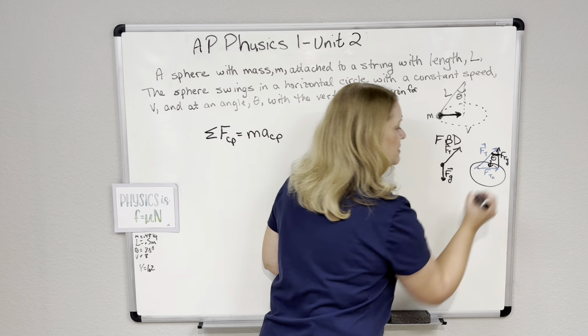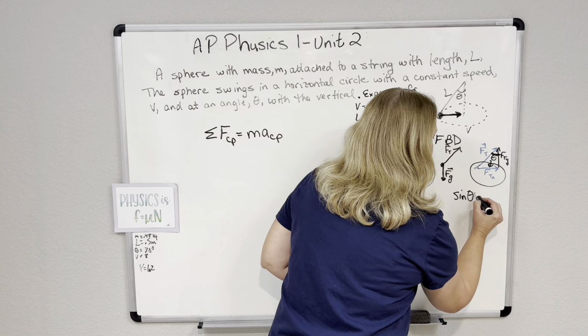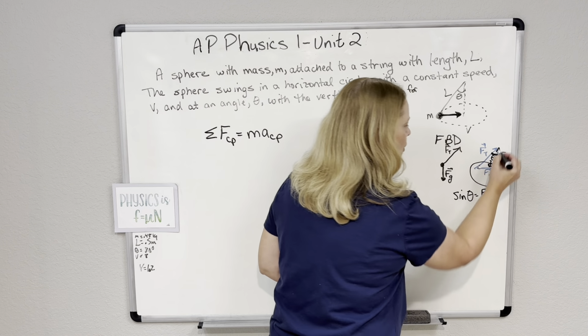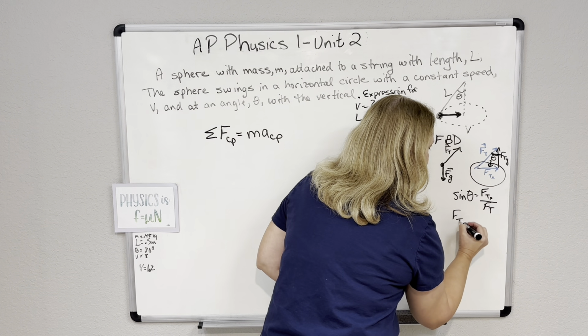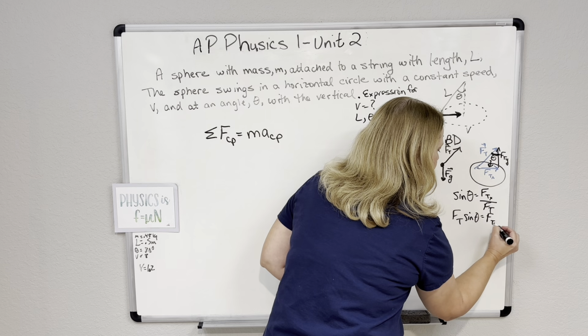This force is opposite the angle. So if we did sine theta equals the opposite, which is that force of tension in the x, over the hypotenuse, which is force of tension, I'm going to multiply that. Sine theta equals that force of tension in the x.